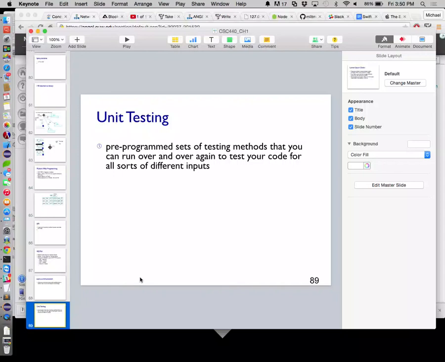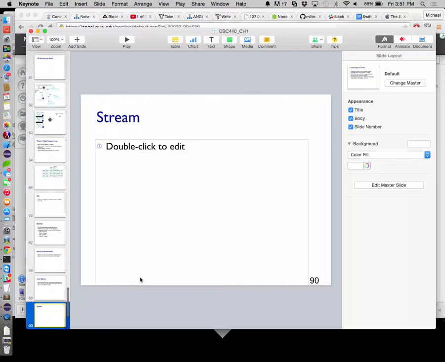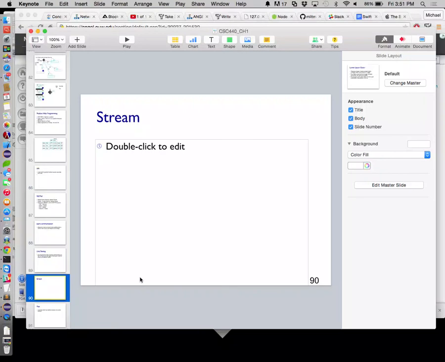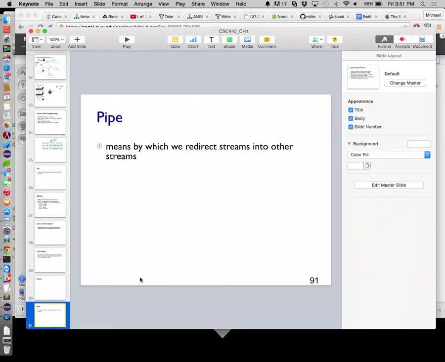I won't ask you anything about unit testing. That probably just came up at some point. Certainly the concept of streams, input-output streams, the idea of half duplex versus full duplex. And then I'd be interested in hearing Abe's take on the pipe.